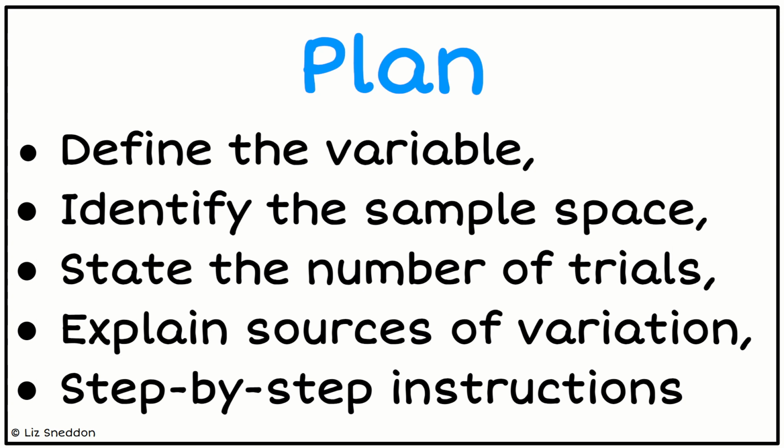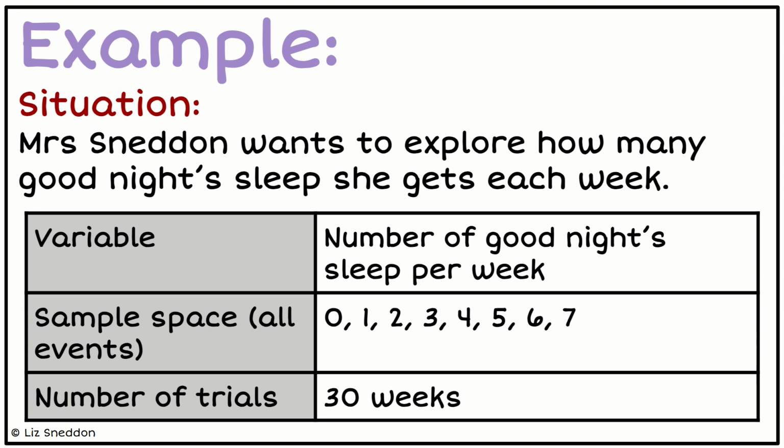So we need to define what the variable is. What is it that we're actually measuring, counting, etc. We need to identify the sample space. So what are the outcomes? We need to identify how many trials we're going to do, and the recommendation is at least 30. We need to find some sources of variation and explain them, and then write our step-by-step instructions. So let's have a look at an example.